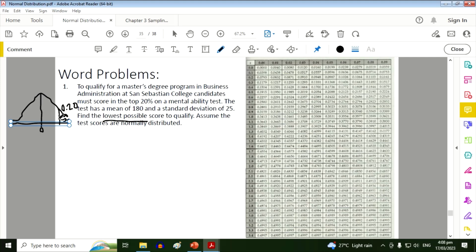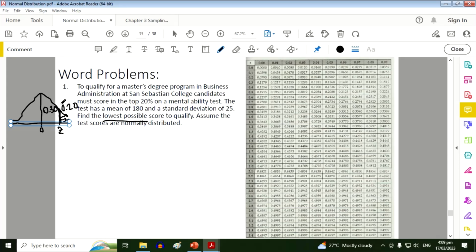Okay, so by just looking at this illustration or curve, we know that if we find the z here and convert it to x, this is now the lowest possible score of this top 20%. Because if you look at this, it serves as a boundary. Again, since this is a tail and this area here is not at the center or connected at the center, we will not focus our attention on 0.2, but instead on this part, which is 0.30. So this is just 0.5 minus 0.20 equals 0.30.